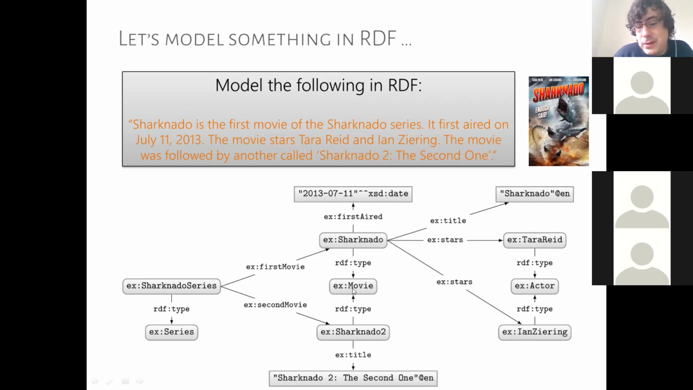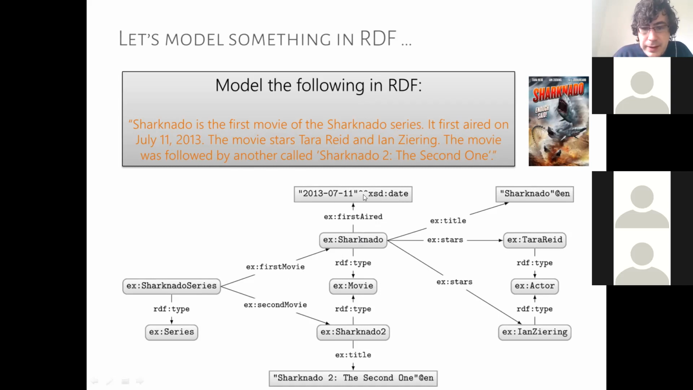We can then say that the node is of type movie. We can use the RDF type property for that. And then for Sharknado, we have the name, the title here again. We have the first aired, which is July 11, 2013.